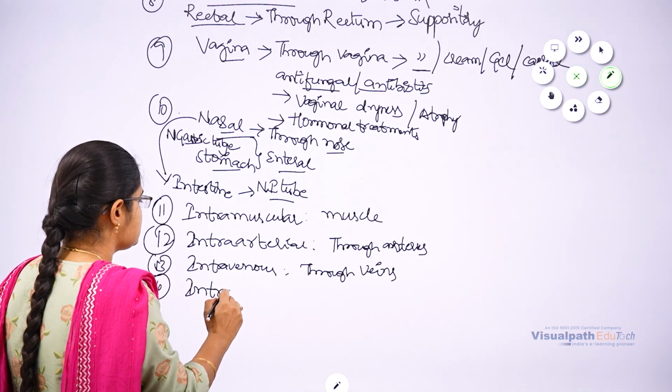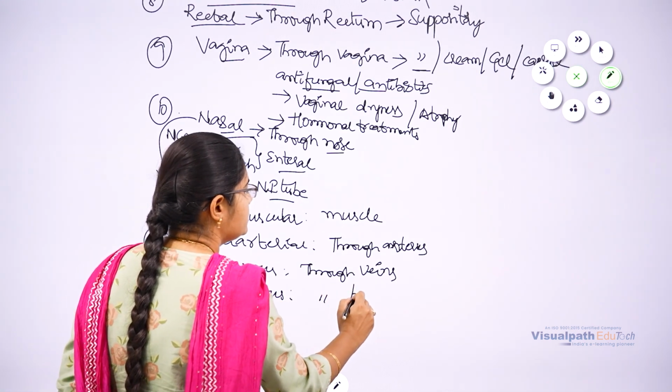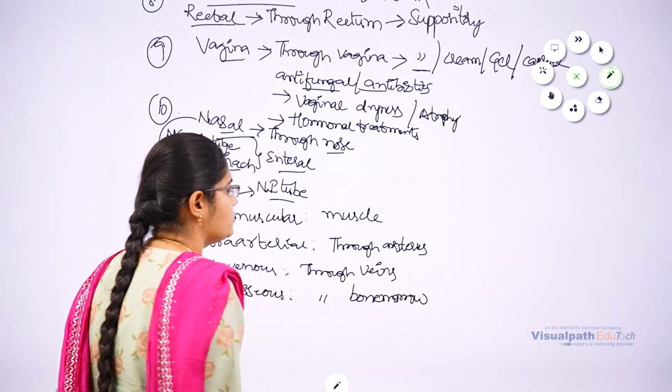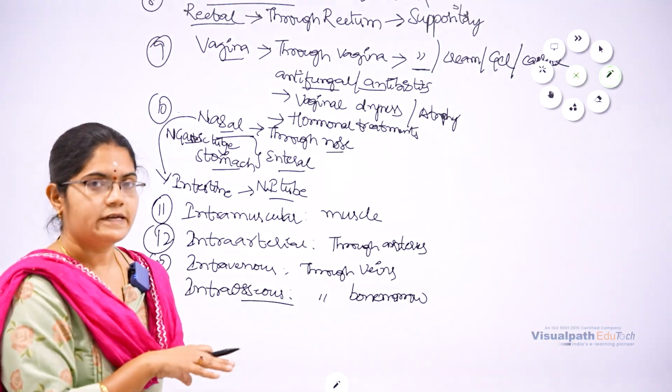Next is intraosseous, through bone marrow. The drug is introduced into or administered through the bone marrow. So that is termed as the intraosseous route. So these are major routes of drug administration.